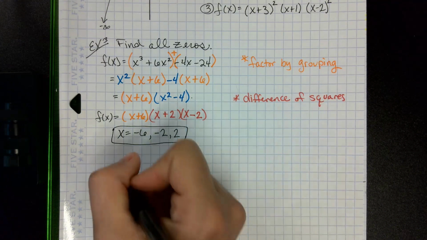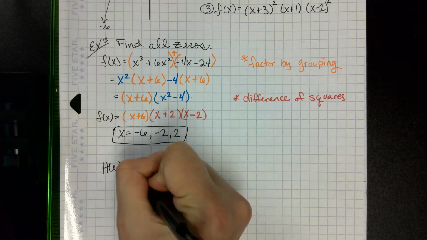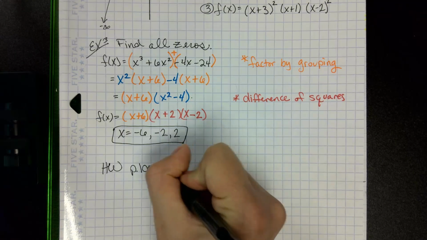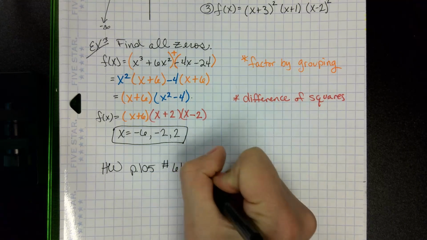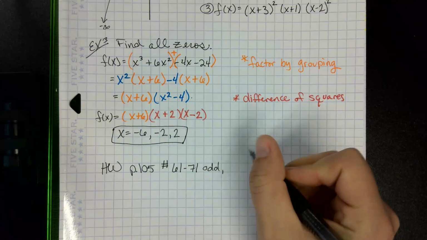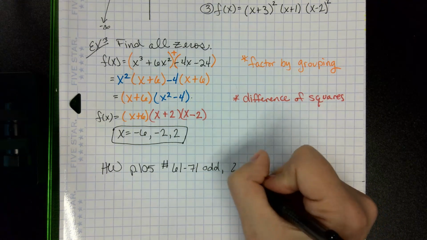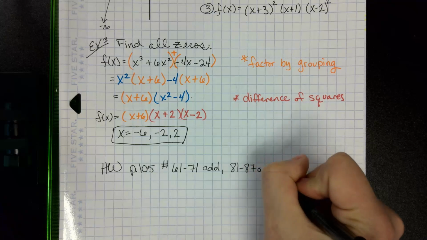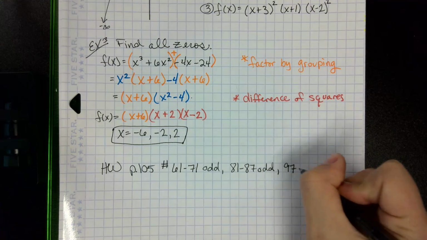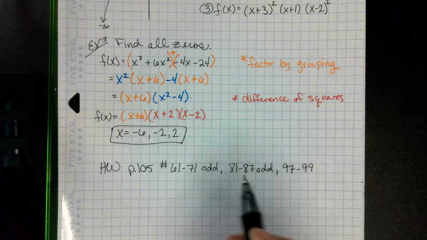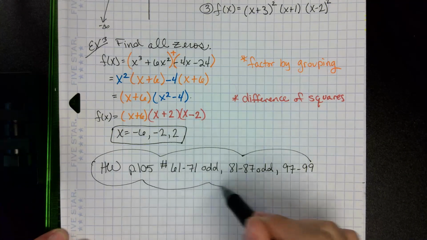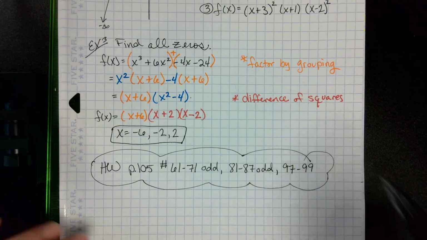All right, so your assignment is on page 105, and I want you to do numbers 61 through 71 odd, 81 through 87 odd, and 97 through 99. And tomorrow you'll have a homework quiz, and this one is included in your homework quiz. It's 2-1 and 2-2, both parts.